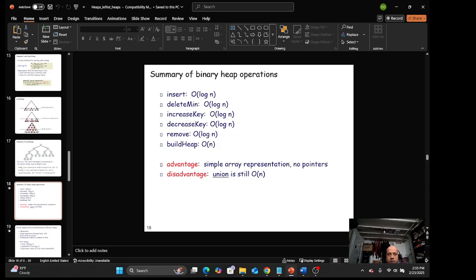Summary of the binary heap operations. Insert, I have big O log n. Delete min, big O log n. Increase key would be big O log n. Decrease key would be big O log n. Remove would be big O log n. And build heap would be big O n. The advantage, right? The simple array representation instead of pointers. If you can get away without relying on pointers, again, as I mentioned, just make it that much easier. And here the union is still big O of n.